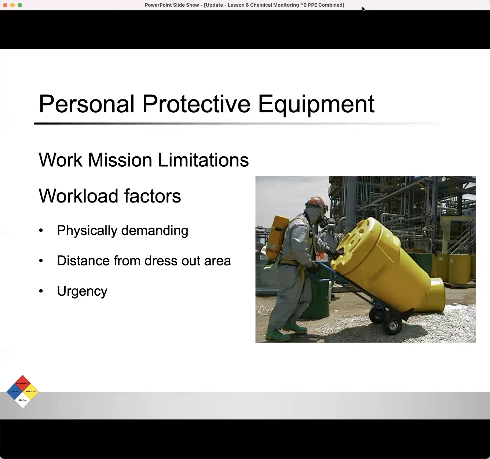Workload factors: your work may be physically demanding, moving and lifting and all that, digging. The distance from the dress out area, so you get dressed in one area and have to walk a long way, or hopefully ride in an ATV or something. And also the urgency of how quickly we need to get this mission completed.